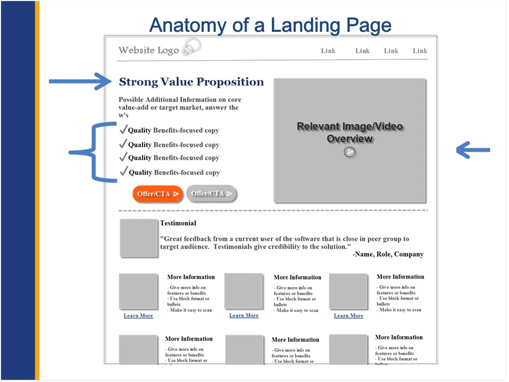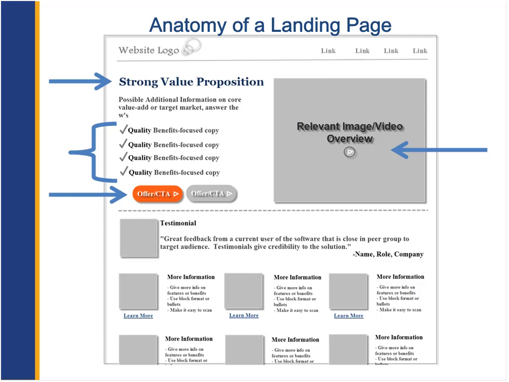The next piece of helping to educate a buyer on what you do is about having relevant images that help tell the story of your software. You could even have a really great video overview for those types of buyers that like to consume information via video. The second important piece of a lead-generating website is to have a compelling offer or call to action.